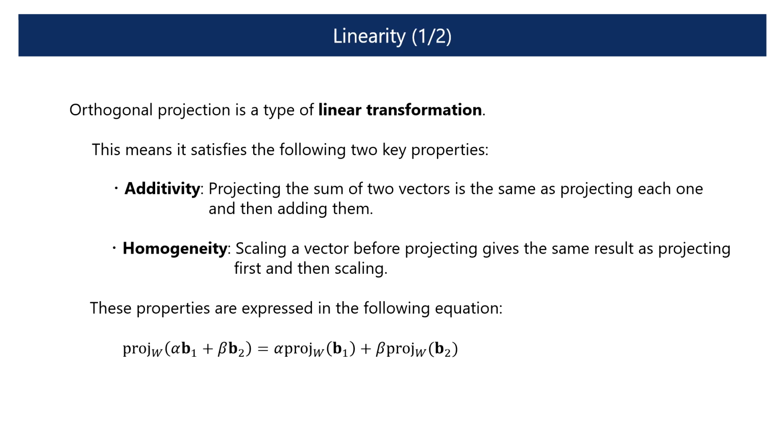Orthogonal projection is a type of linear transformation. This means it satisfies the following two key properties. Additivity: projecting the sum of two vectors is the same as projecting each one and then adding them. Homogeneity: scaling a vector before projecting gives the same result as projecting first and then scaling. These properties are expressed in the following equation.